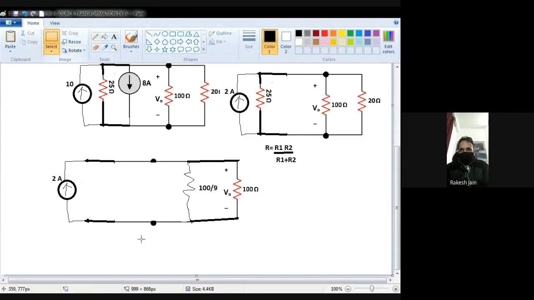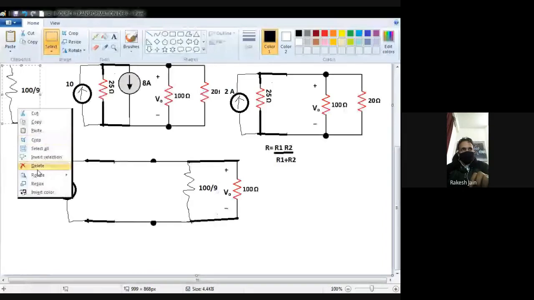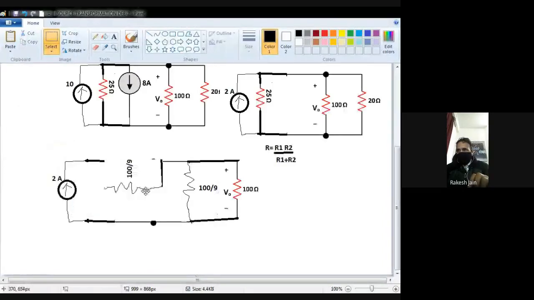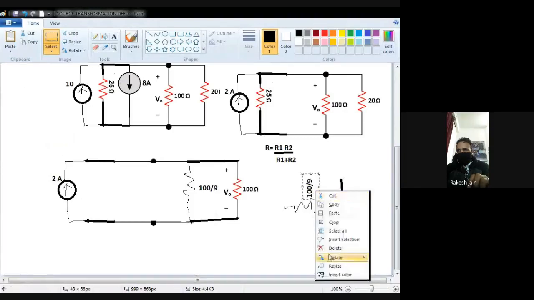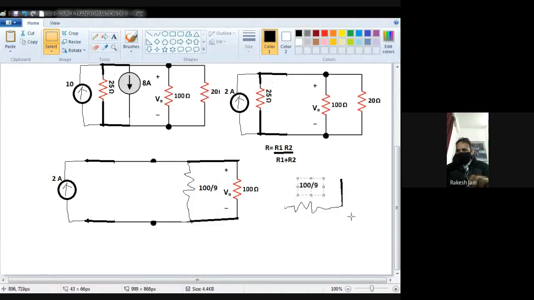Now this will be replaced by a voltage source in series with the resistor. Resistance value same. Okay, 100 divided by 9, so the resistance value will be same. Once again it is 100 divided by 9. The 100 ohm resistance will be as it is. Right. But the current source will be replaced by a voltage source.